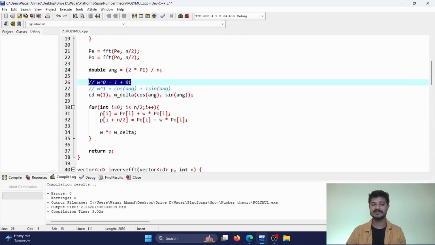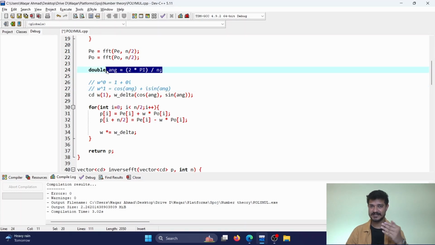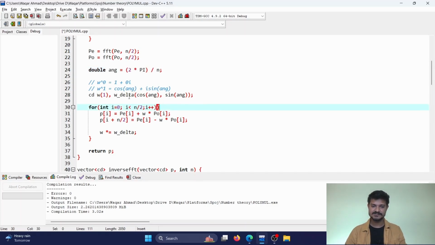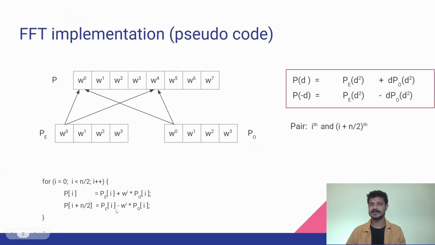This is my very first root of unity, and this is w raised to power 1. W raised to power 1 will be what? Cos of angle plus i sine of angle that we have just calculated. Remember, that will be your w raised to power 1. So since we have these two, right, we can go ahead and implement this part, which is this, right?